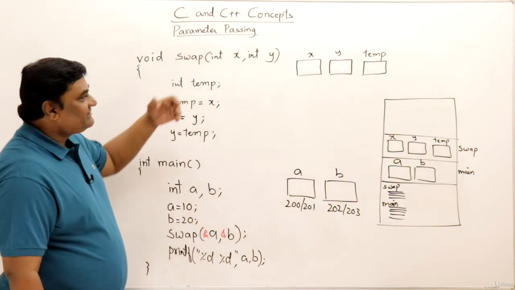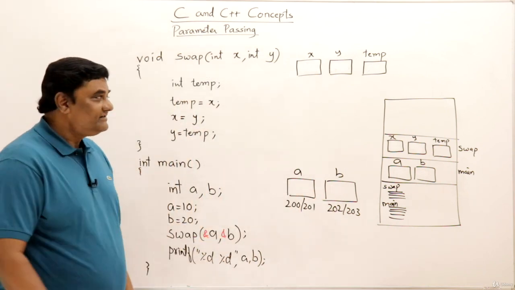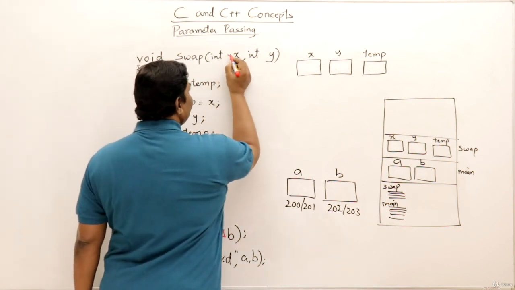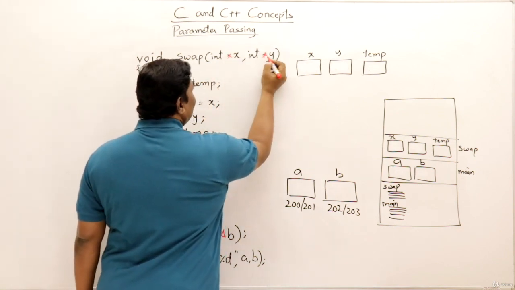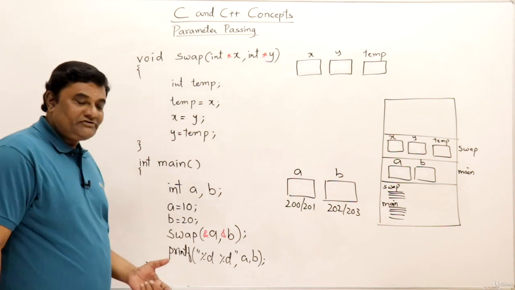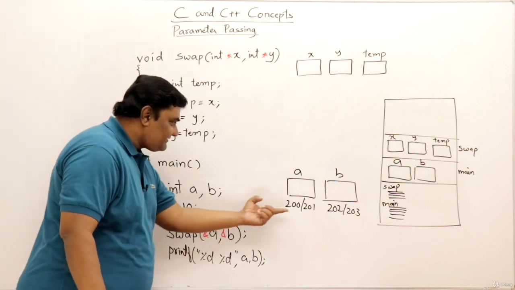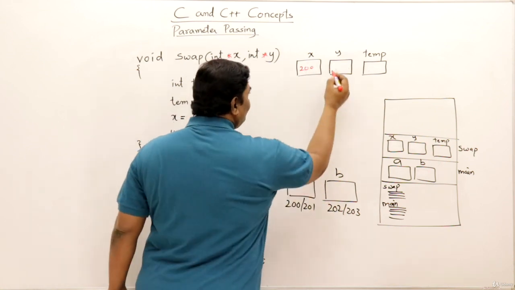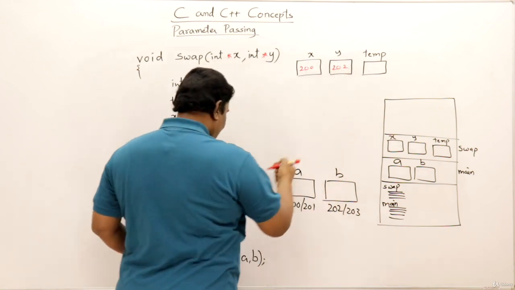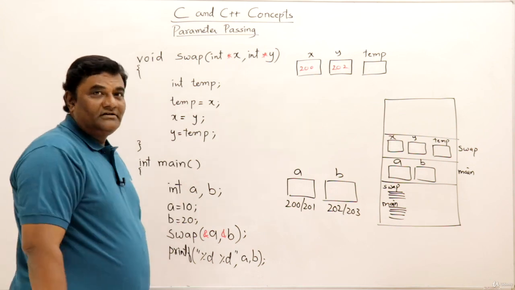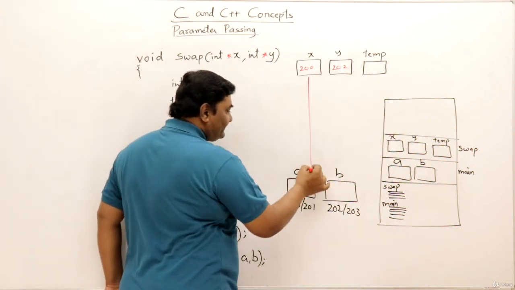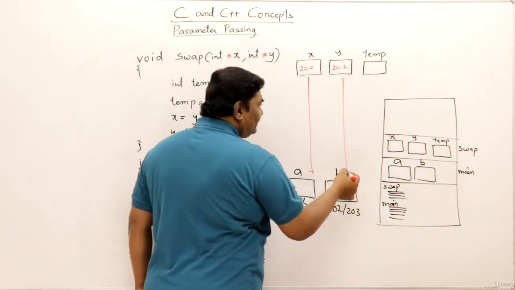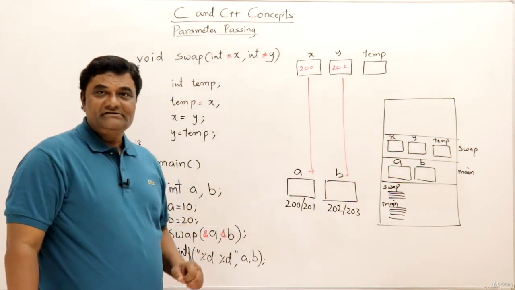Now who can take addresses? We know pointers can take addresses. So these must be pointers. Yes, these are the pointers, right? So when I pass the addresses from here, 200 will be copied in this one and 202 will be copied in this one, when the function is called. So this is pointing on this and this is pointing on this one. Yes, those are the pointers.